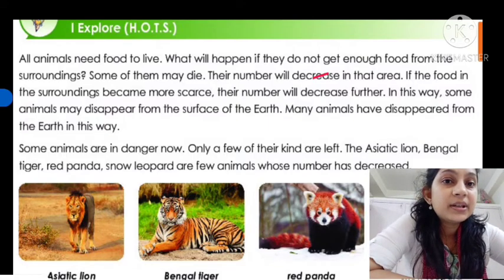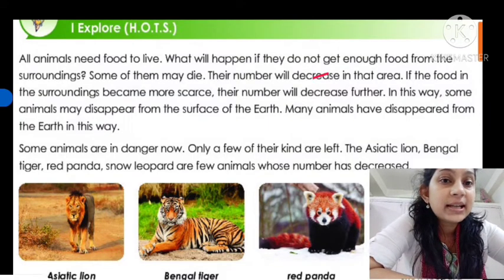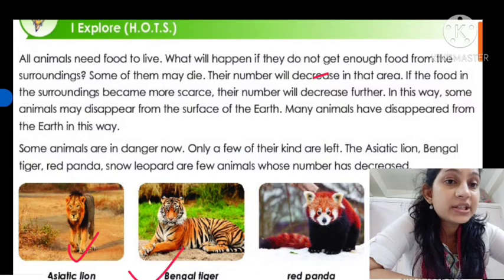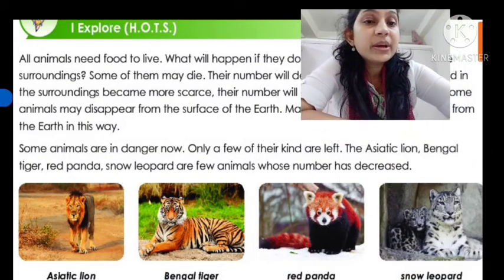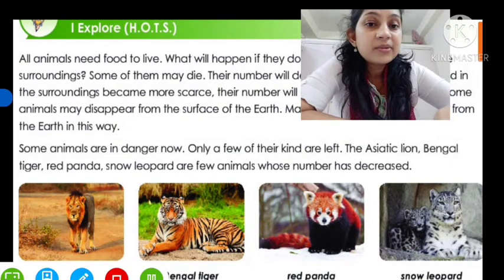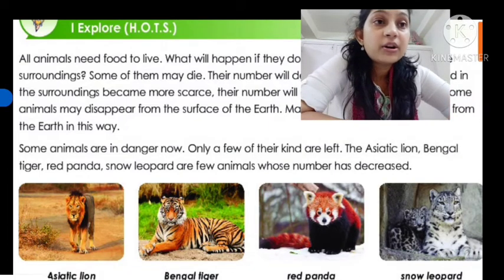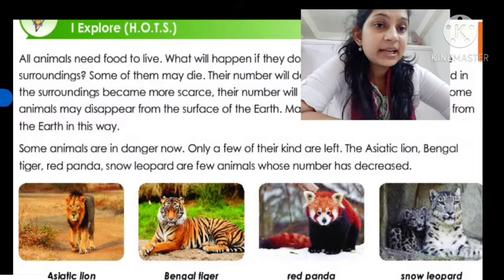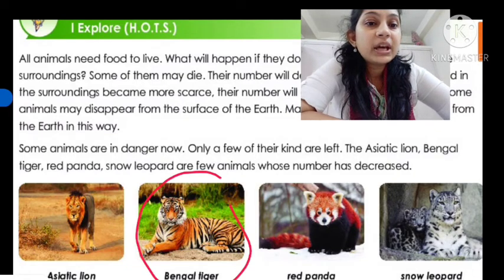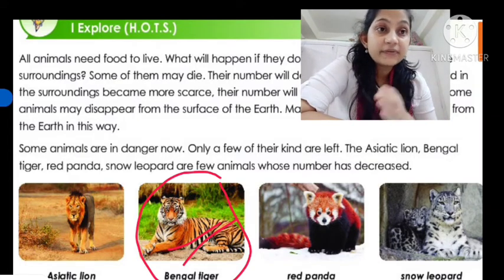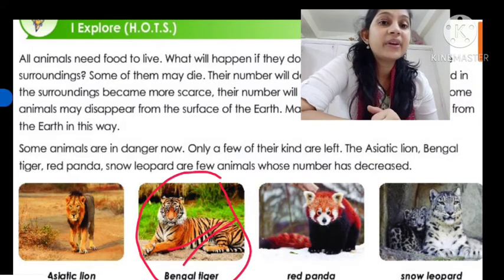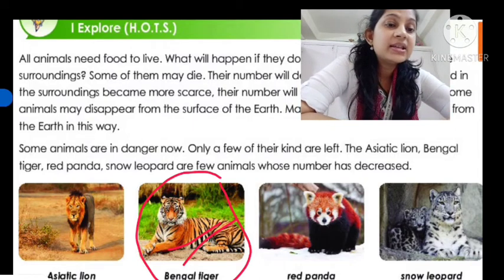For example, here it is given: Asiatic lion, Bengal tiger, red panda, then one more is the snow leopard. So these animals were on the verge of becoming extinct. Now with so many efforts of the government, the Bengal tiger is now considered to be in a safer zone. Earlier their number was very less. The same is the case with these animals.